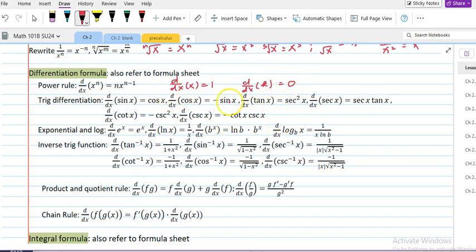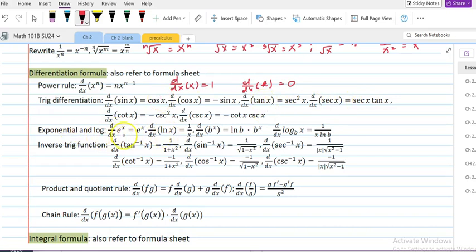Then the trig derivatives: the derivative of sine is cosine, but the derivative of cosine is negative sine. So for tangent and secant squared, all these you need to be well versed in. You need to memorize them. The more useful ones are tangent and secant. In chapter 3, we will use these first 4 heavily.